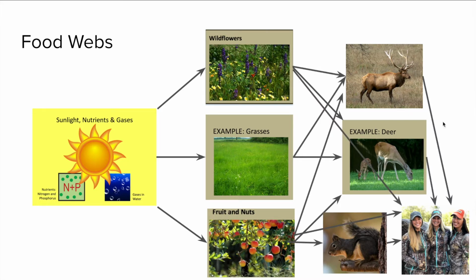We know that our elk like to eat fruit and nuts as well as grasses. So we have arrows of the energy flowing into the elk. We also know that humans can sometimes hunt deer and elk, and they have even been known to eat squirrels from time to time, as well as fruits and nuts, and even some types of wildflowers. So it gets really complicated when you start to introduce these different species. And that is how a food web is different from a food chain.